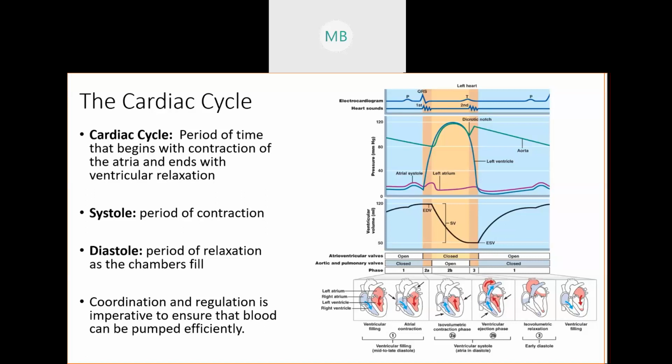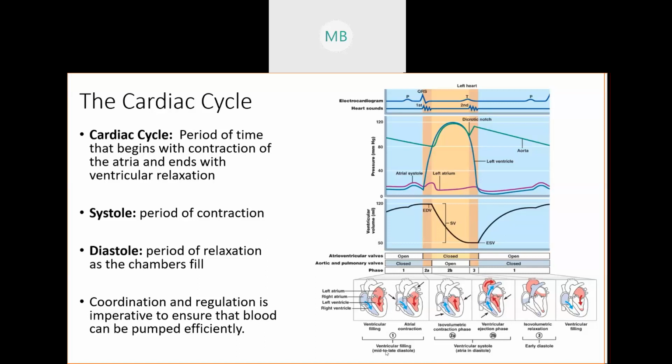Before we can start in with all of this math, we have to remember some of the other things we've talked about. We know that systole is the period of contraction, when your heart is contracting. Diastole is your period of relaxation, when the chambers are filling up with blood. Your cardiac cycle is the period of time that begins with the contraction of your atria and ends when your ventricles finally relax.